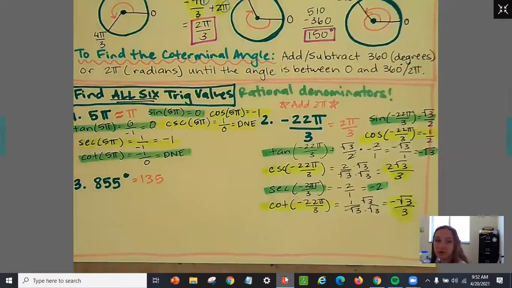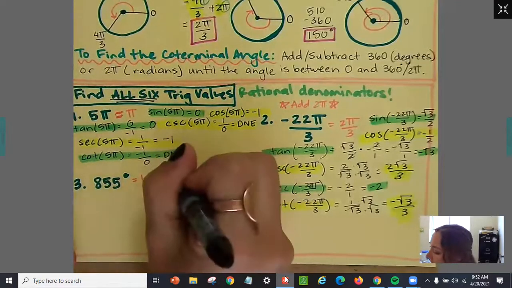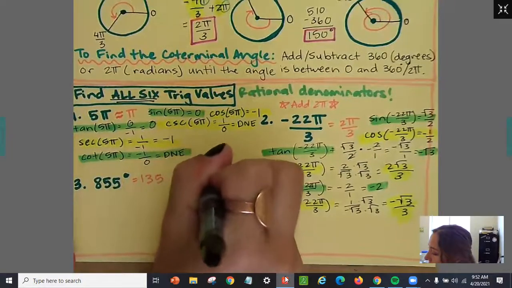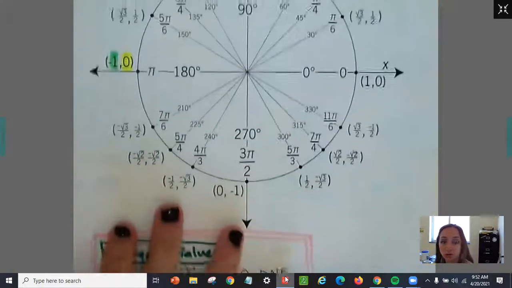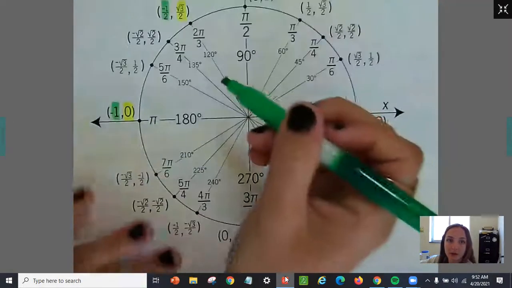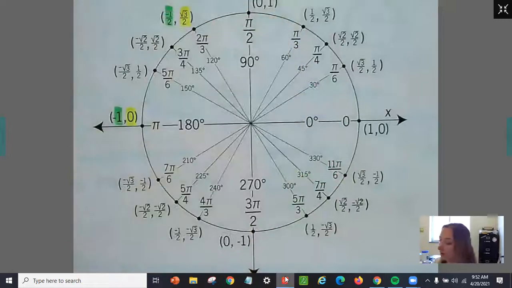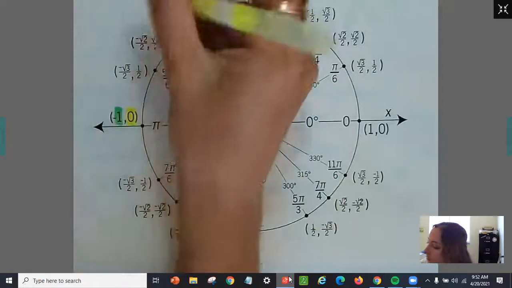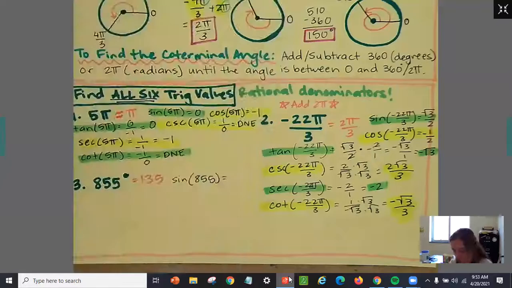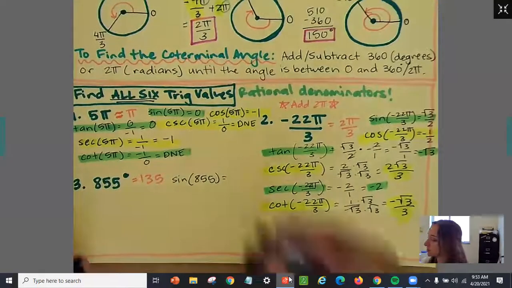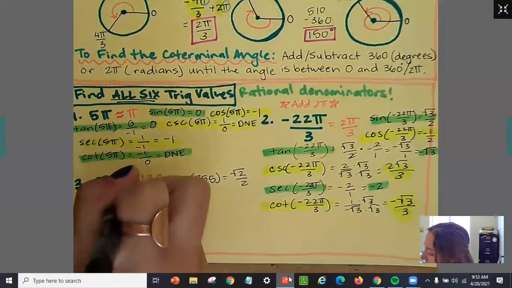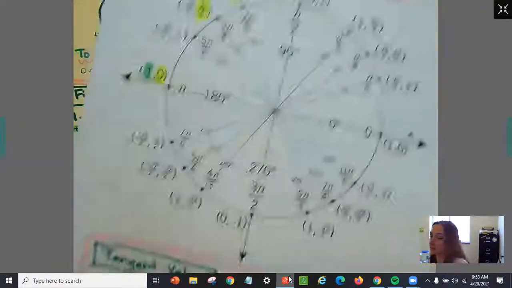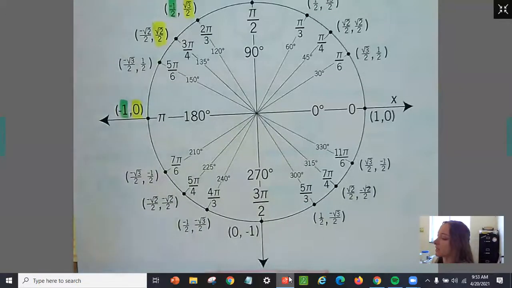So we're going to be looking at 135 degrees on the unit circle to figure out what it is for 855. So let's start with sine. This is going to be the y value at 135. So let's go to 135 on the unit circle. 135, that's right here. And we're just going to write down the y value because we're looking at sine. So that's going to be root 2 over 2. Now let's look at our cosine. That's going to be our x value. And the x value at 135 is going to be negative root 2 over 2.